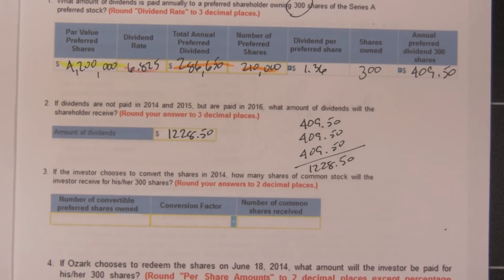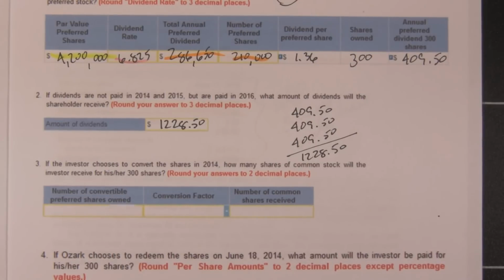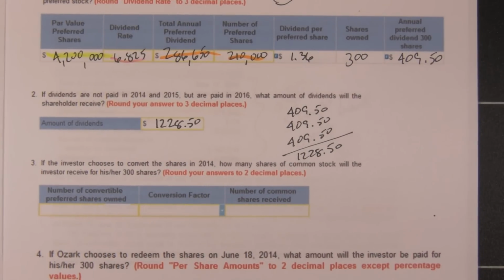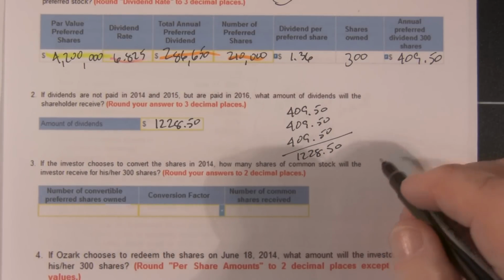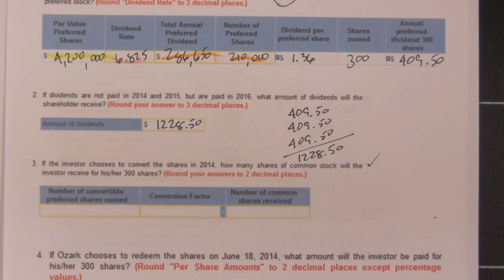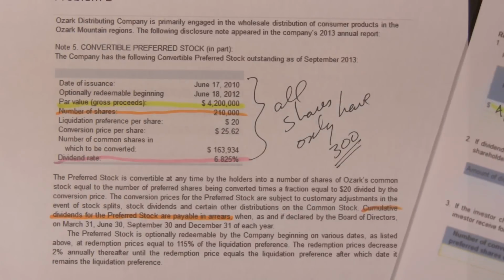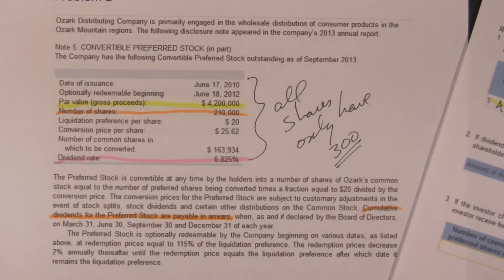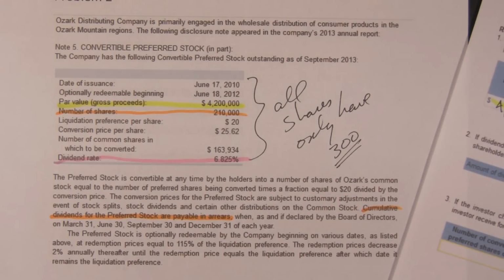Next it says, if the investor chooses to convert the shares, how many shares of common stock will the investor receive? Well, let's go through. They tell us that the investor will receive, and we have to go through and grab these numbers. They give them to us. The conversion price per share, right here.